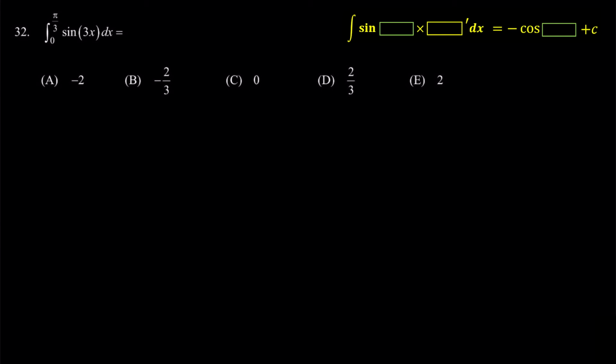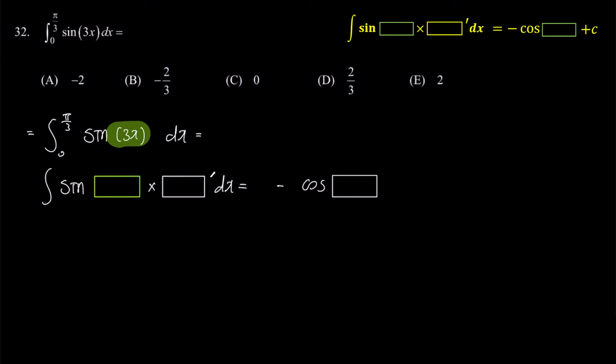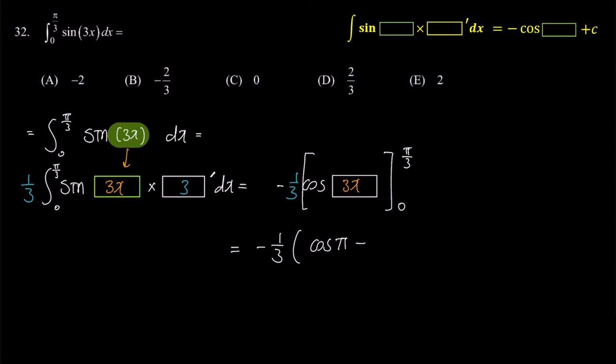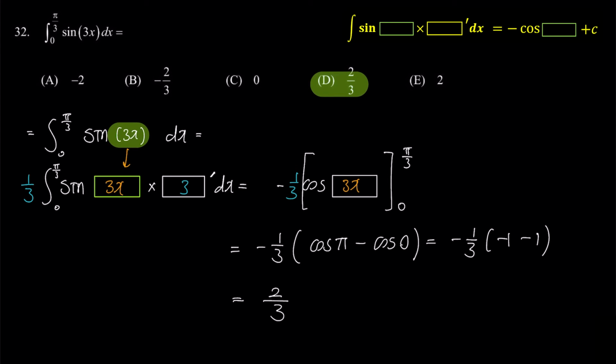This problem is also simple. Let's put 3x into the green box and 3 into the box prime. Remember to divide the result by 3 before moving on. Of course, we need to multiply the right side by 1/3 and put 3x in the green box to prepare for the definite integration calculation. Since the interval is from 0 to pi over 3, if we plug in each value, we get cosine pi and cosine 0. And since cosine pi is negative 1 and cosine 0 is 1, the answer is simply 2/3. So the answer is D.